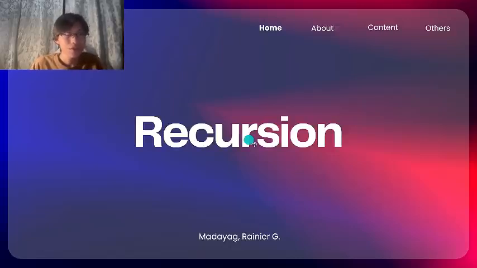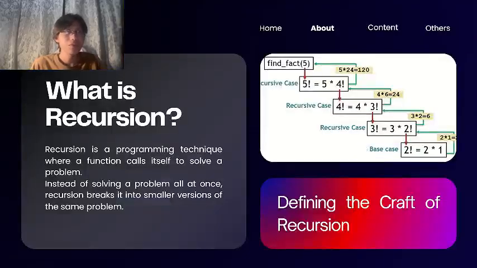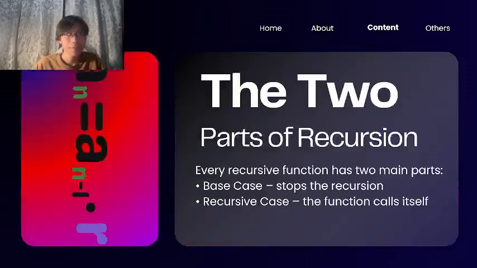Okay, so first, let's understand what recursion is. Recursion is a programming technique where a function calls itself in order to solve a problem. Instead of solving the entire problem at once, the function breaks it down into smaller versions of the same problem. In simpler words, a recursive function is a function that repeats itself but with smaller input each time.